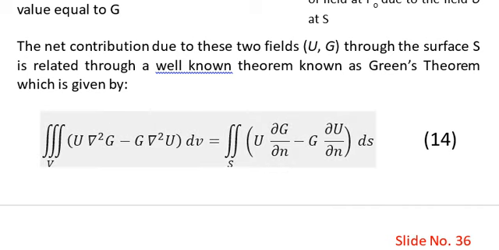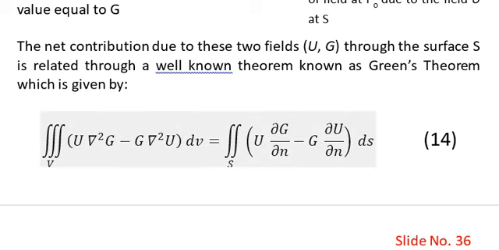On the left hand side we have the triple integral, indicating that we are talking about the volume integral. On the right hand side we have the double integral, which is the surface integral. You can notice the arguments: the volume integral has the argument U del square G minus G del square U. And in the surface integral on the right hand side we have capital U multiplied by the partial derivative of G with respect to n, minus G times the partial derivative of U with respect to n. So if we could evaluate this integral, we can find out the field contribution to the surface S.